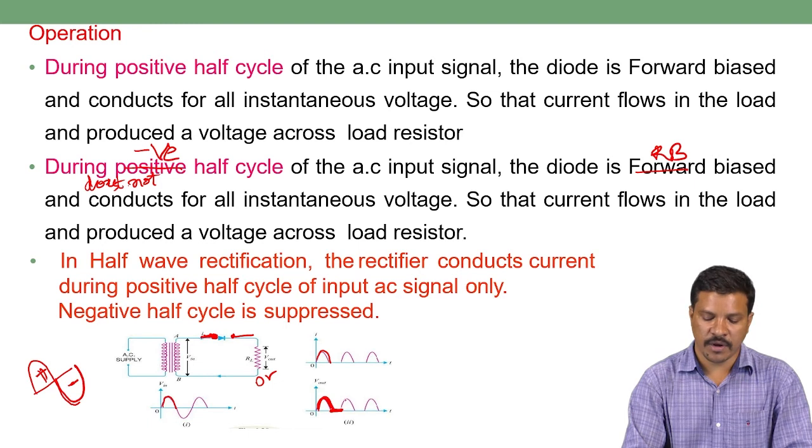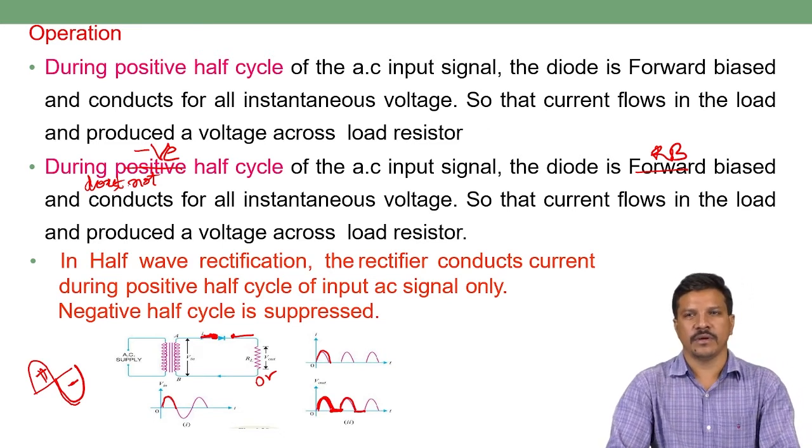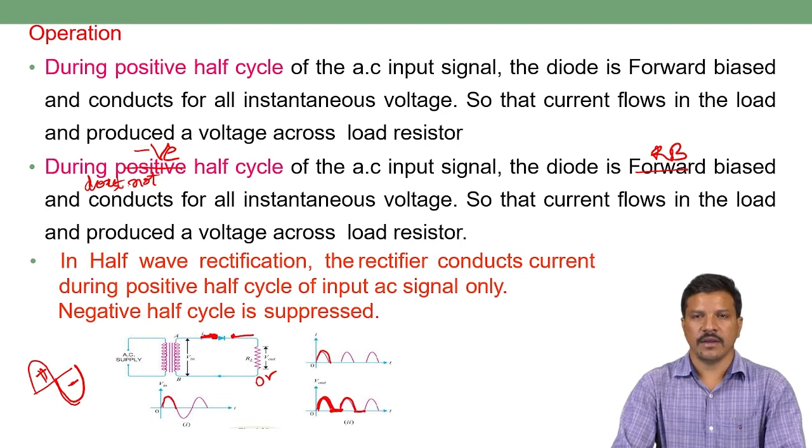This process repeats: again in the positive half cycle, you get the same positive output in the load resistor, and during the negative half cycle it will be 0. So in half-wave rectification, the rectifier conducts current during the positive half cycle of the input AC signal only, and the negative half cycle is suppressed. That's why it is called a half-wave rectifier, which rectifies only one half cycle. The remaining half cycle gets suppressed.